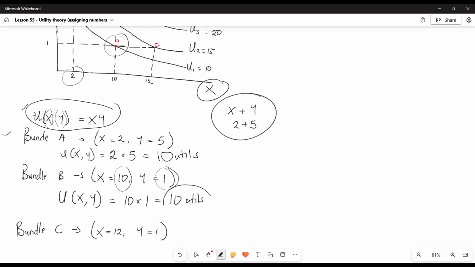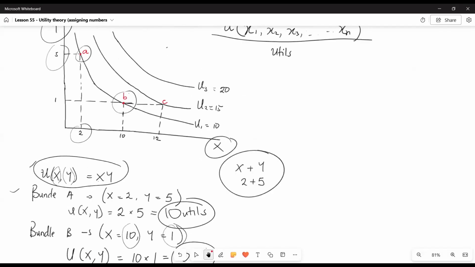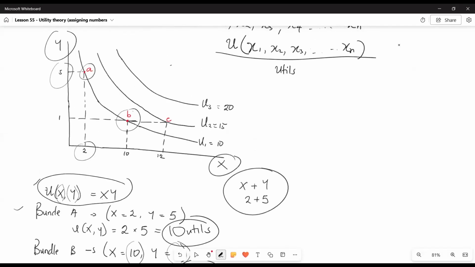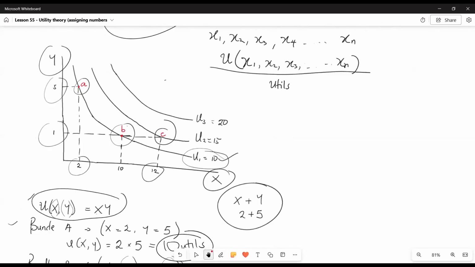Now you can see that bundle A and bundle B both give the utility of 10. That is why both of them are on the same indifference curve. So this goes back to what we've been talking about in our previous lessons. The bundles that give the consumer the same level of satisfaction or the same level of utility are represented on the same indifference curve. Now consider bundle C, which consists of 12 units of good X and 1 unit of good Y.